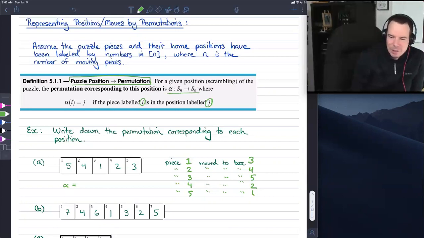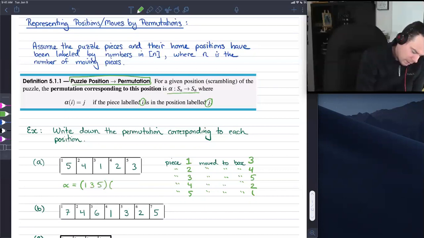Piece 1 is now in box 3. Piece 2 is now in box 4. Piece 3 is now in box 5. Piece 4 is now in box 2. And piece 5 is now in box 1. So alpha has piece 1 going to 3, 3 going to 5, 5 going to 1.